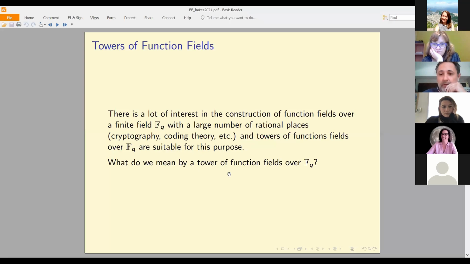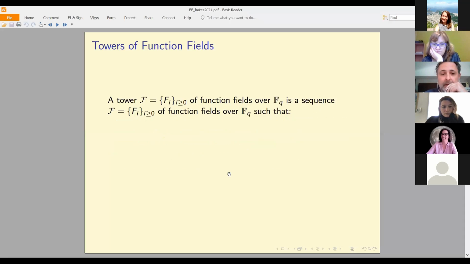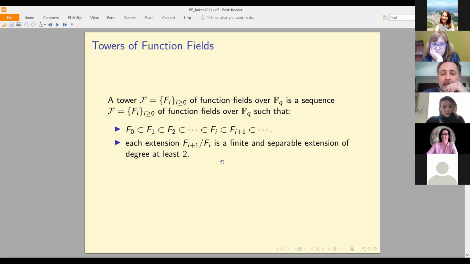So what do we mean by a tower of function fields? Well, it's just a sequence of function fields over F_q with some conditions, so you can work with this object. First, all the fields are contained in this way, F_0 in F_1, F_1 in F_2, and so on. Then each extension is a finite separable extension of degree at least 2. That means that F_i cannot be equal to F_{i+1}. F_q is algebraically closed in each F_i. That means that each element of F_i which is algebraic over F_q should be an element of F_q.